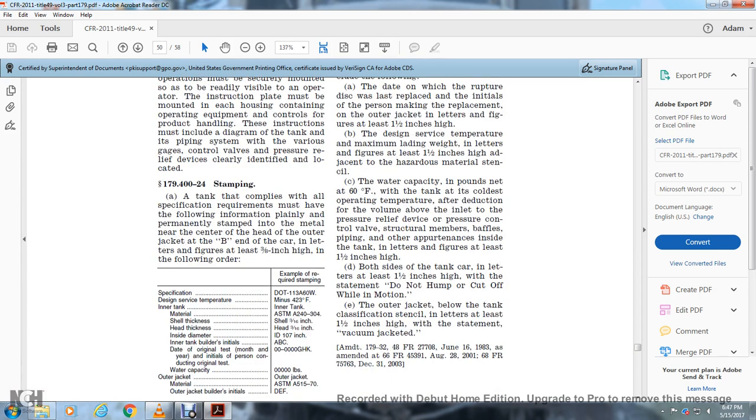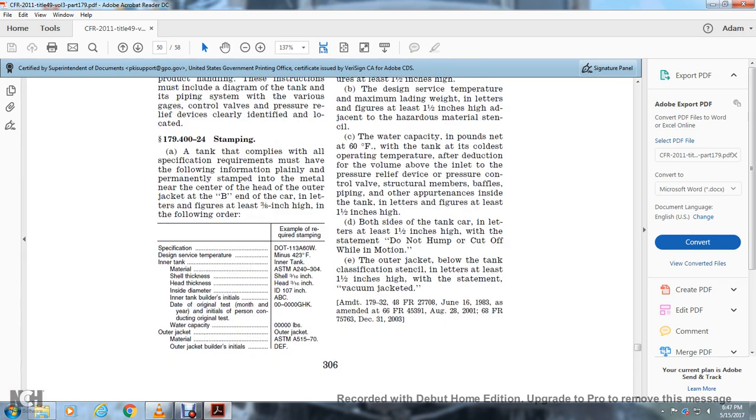The water capacity and the net capacity at 60 degrees Fahrenheit with the tank cold, for the operating temperature, after deducting the volume above the inlet of the pressure relief device, pressure control valve, structural members, baffles, piping, and other appurtenances inside the tank, in letters and figures at least 1.5 inches in size. On both sides of the tank, letters at least 1.5 inches high with the statement: do not hump or cut off while in motion. On the outer jacket below the tank classification stencil, letters at least 1.5 inches high with the statement: vacuum jacketed.